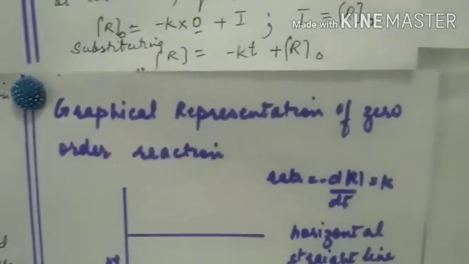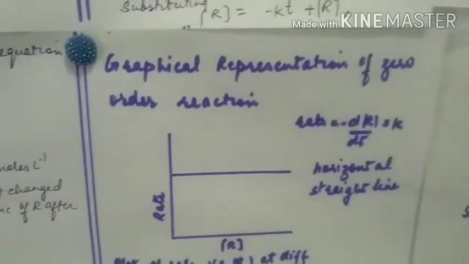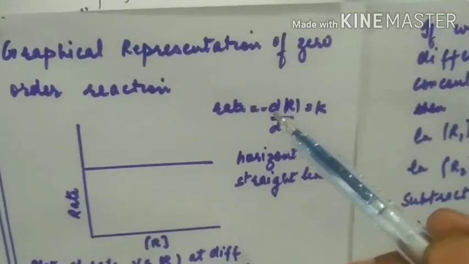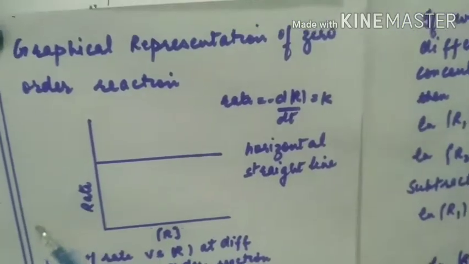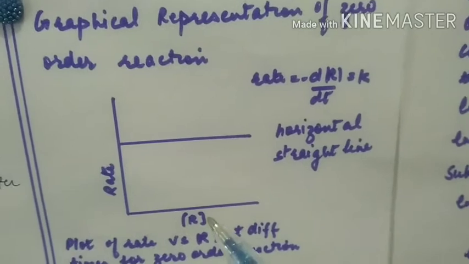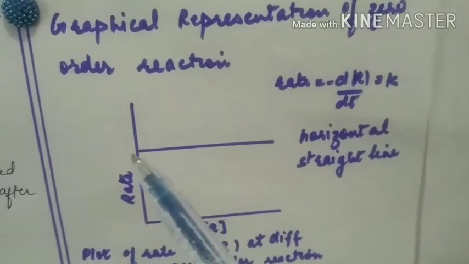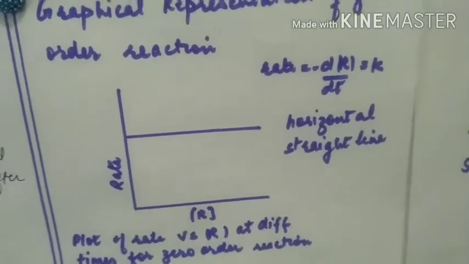Graphical representation of zero order reaction. Because rate is independent of the concentration of R, rate, minus d[R] upon dt, is equal to k. There is no [R] term. So when you plot rate versus [R], the concentration of reactant, the value of the rate will not change. It will be a horizontal straight line.